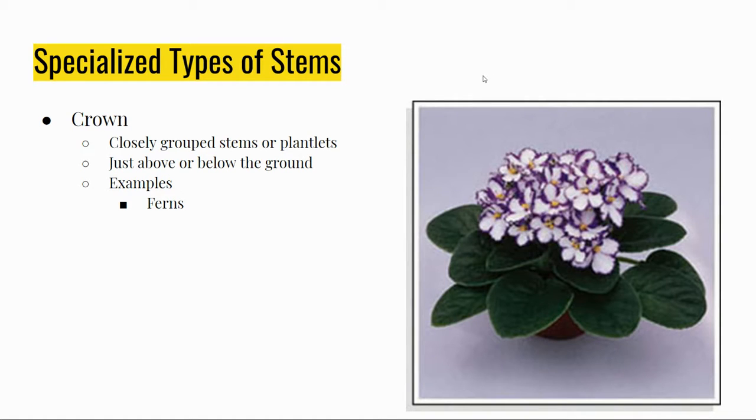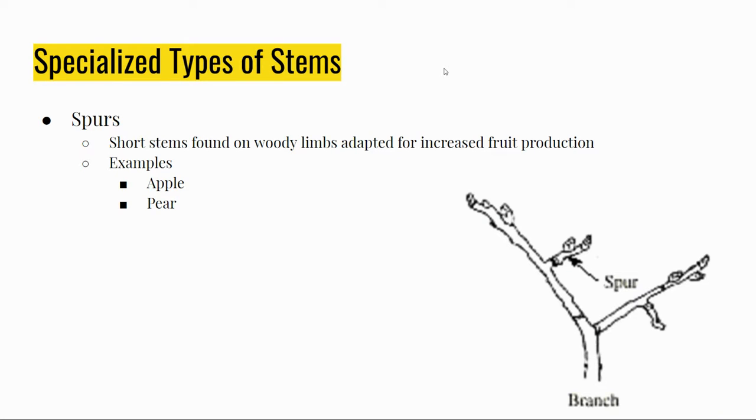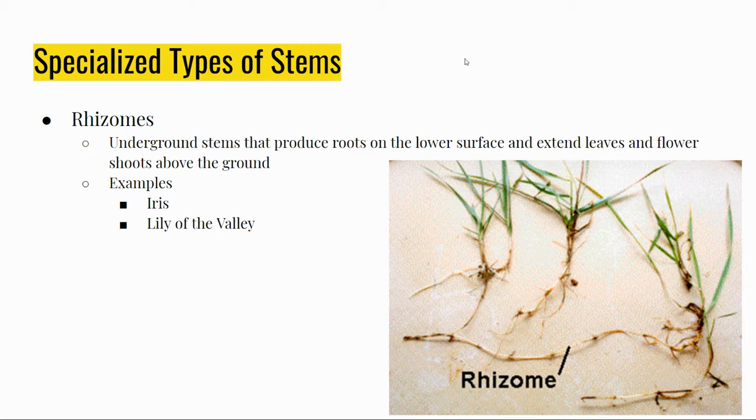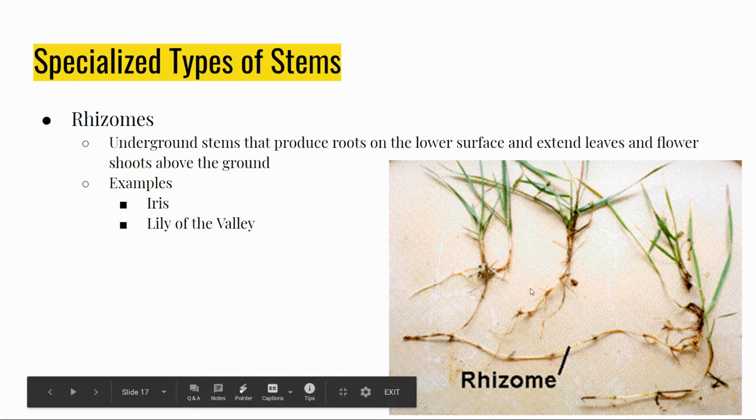You have the crown, which are closely grouped stems or plantlets just above or just below the ground. An example is ferns. Then you have spurs, and these are short stems found on woody limbs adapted for increased fruit production. Some examples are apples and pears. Rhizomes are underground stems that produce roots on the lower surface and shoots above the ground. Some examples are irises. There's also quite a bit of grasses that have this type of stem system. Crabgrass pops to my mind.